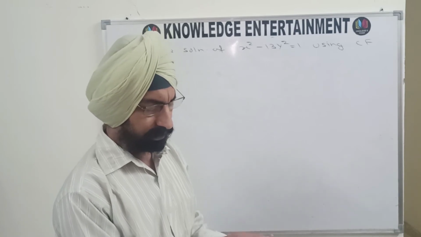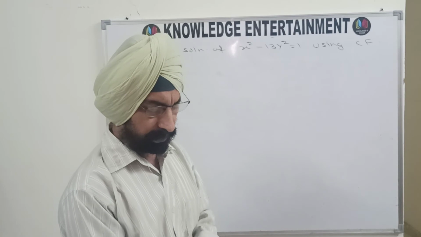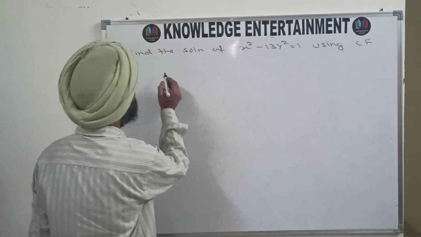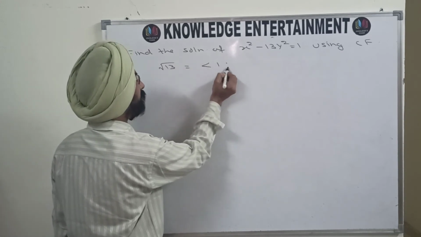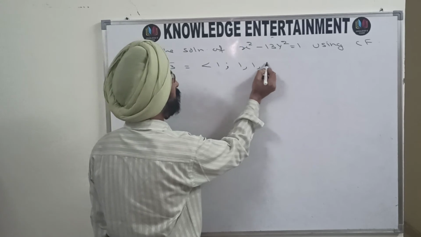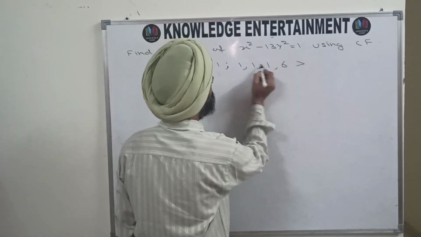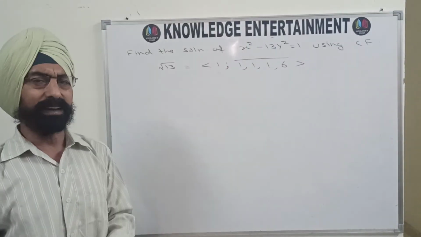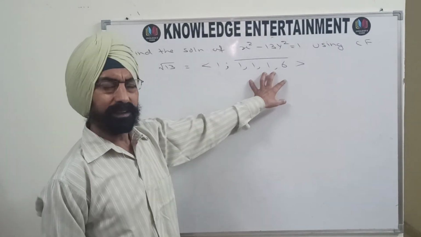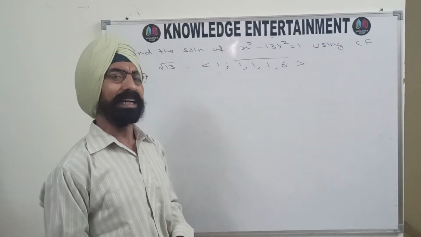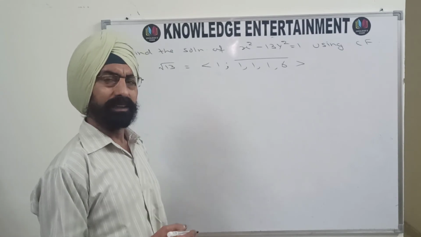Just checking. Under root 13. Yes, under root 13 is 3, then 1 1 1 1 6 periodic. This is the value of under root 13. If this is the value, then look at what is the period. This is the period. Length of the period is 4.